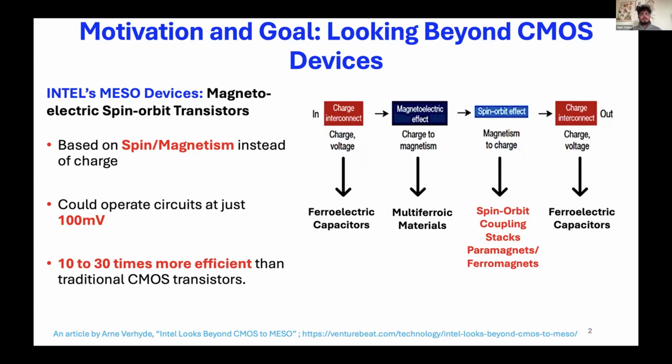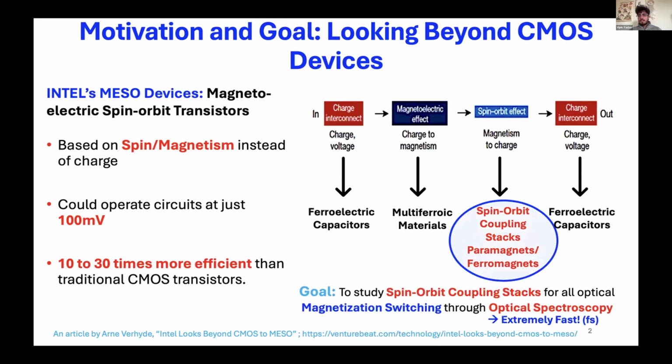First, a charge interconnect, which converts the voltage or current into charge using ferroelectric capacitors. The second component uses the magnetoelectric effect, which converts the charge into magnetism using multiferroic materials. The third component is the spin-orbit effect, which converts this magnetism back to charge again using spin-orbit coupling stacks. And the fourth component is again a charge interconnect, which converts this charge into current, and our output is in current. So my goal is to study the spin-orbit coupling stacks using optical spectroscopy.